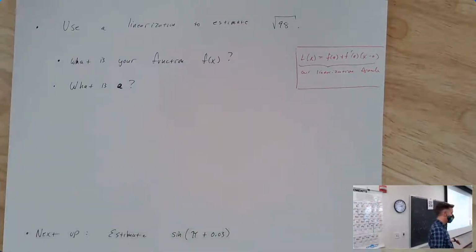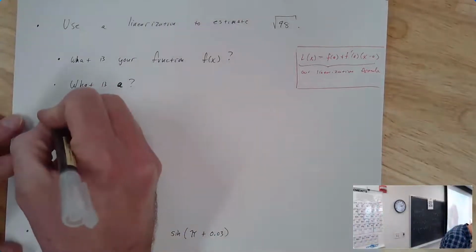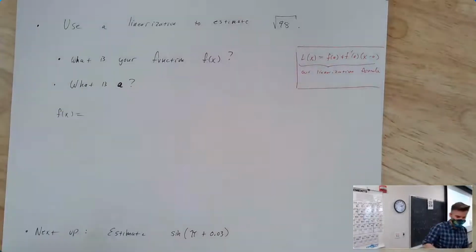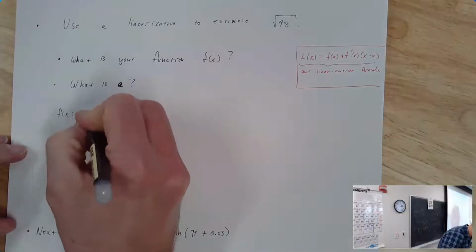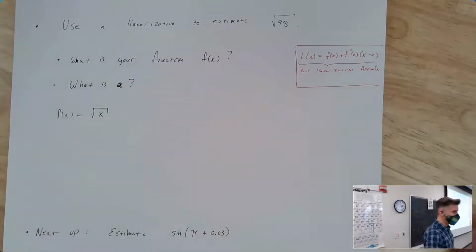Well, you can pick lots of different functions. Like there are some questions on your homework where it's like, do the linearization of the square root of 2x plus 1. That's not the function I'm going to pick here. I'm going to try and make the function as easy as possible. And the way we're going to do that usually is just by replacing the number with the variable x. My function is going to be the square root of x instead of the square root of 98.